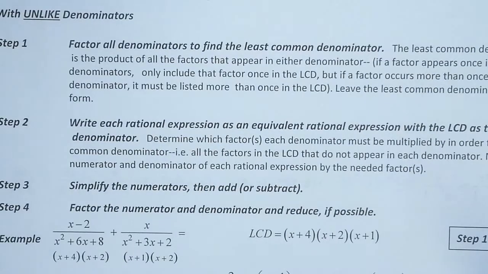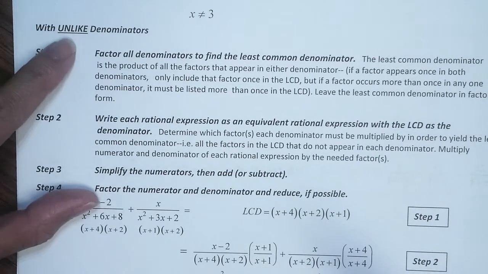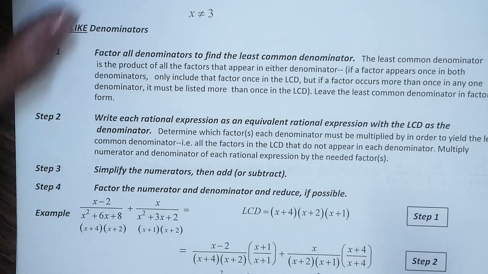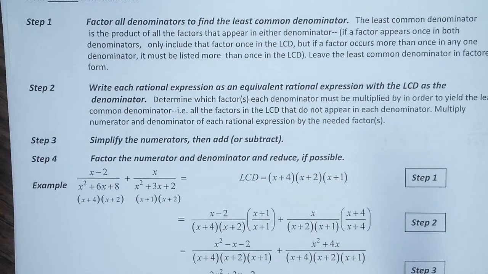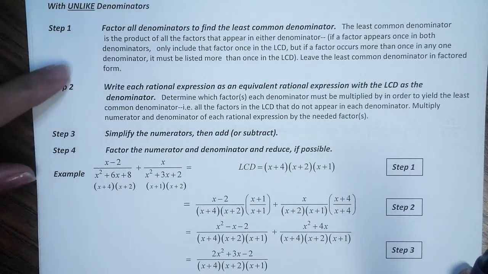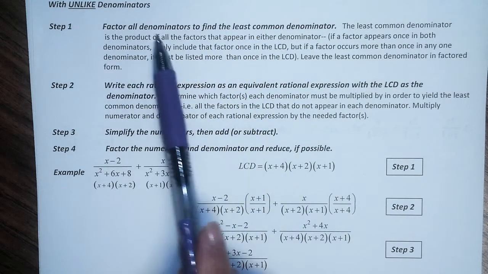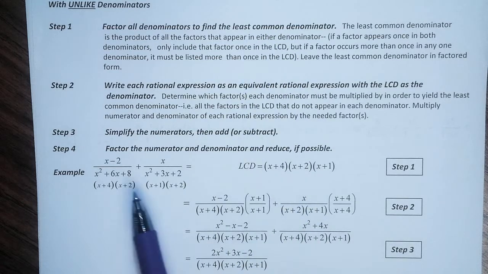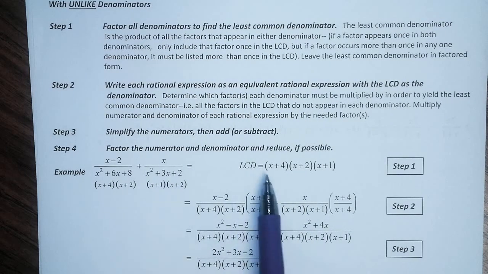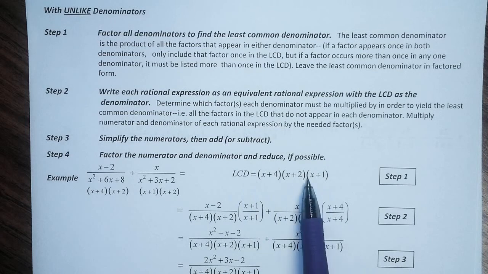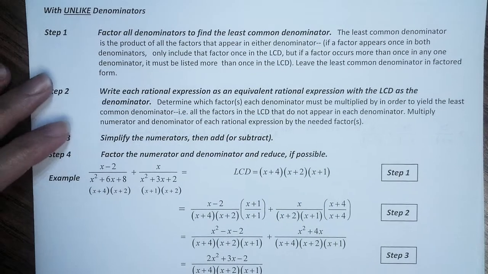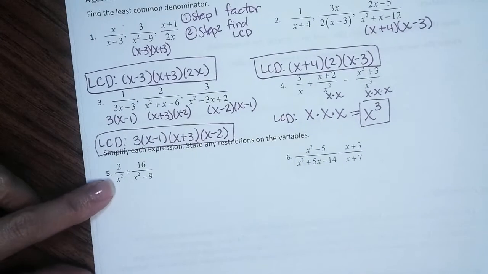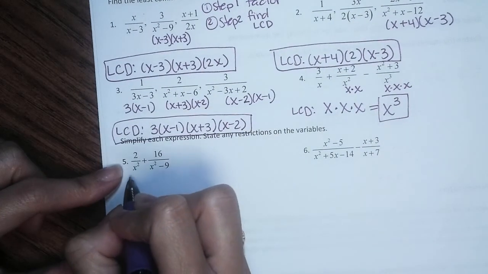Now, the ones that we're going to do together are the ones with unlike denominators. And here are the steps. The very first step is to factor everything and find the least common denominator. So that's what we're about to do. That would be step 1. Let's just do that. So step 1, factor everything and find the least common denominator.